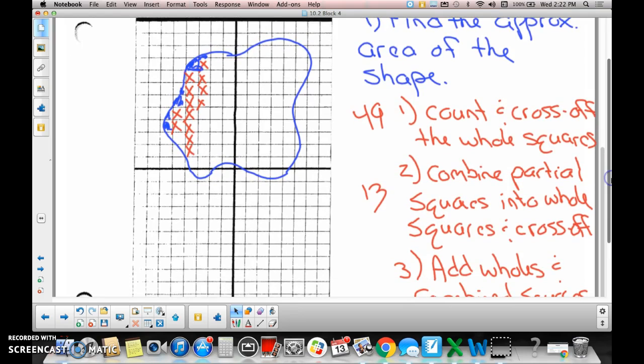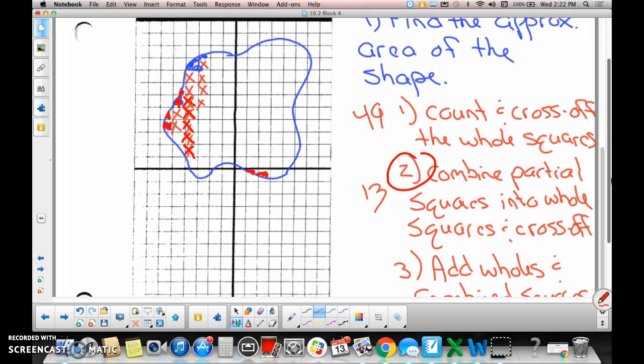Remember we said count and cross off all the whole squares. So we started counting and crossing off all of these squares. And then, number 2, we counted all of the partial squares. So we said, okay, this guy right here combined with this guy right here is 1. This guy right here combined with this guy right here is 2. I'll go over here. This guy right here combined with this guy right here is 3.